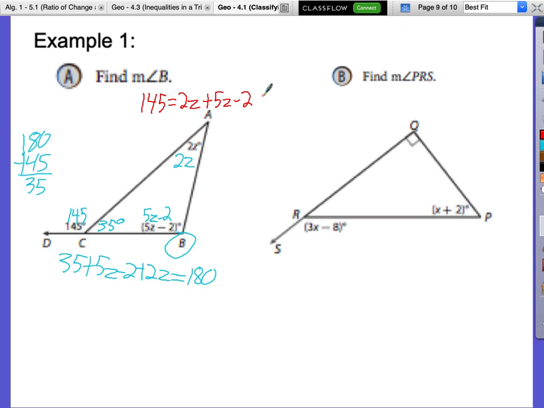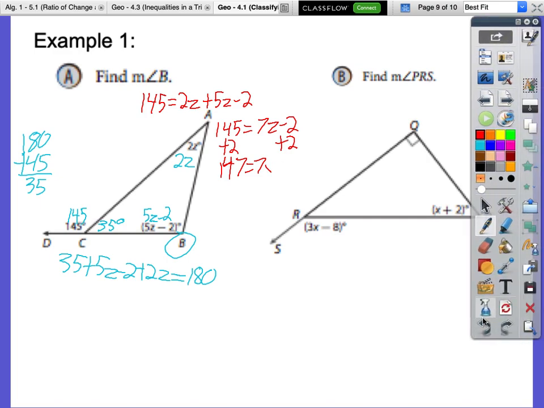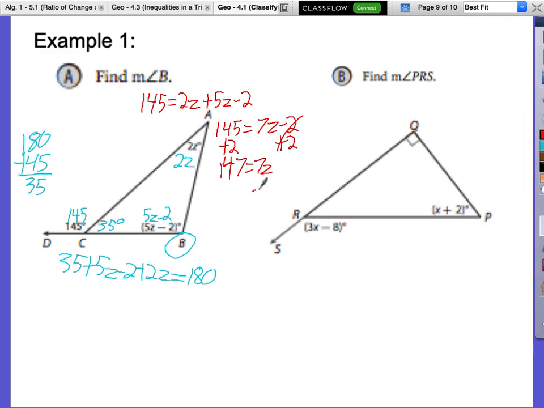So 145 is equal to 2z plus 5z minus 2. What do we do first? Combine like terms. What do we get? 145 is equal to 7z minus 2. Okay, now what? 147 is equal to 7z. Z is equal to 21.